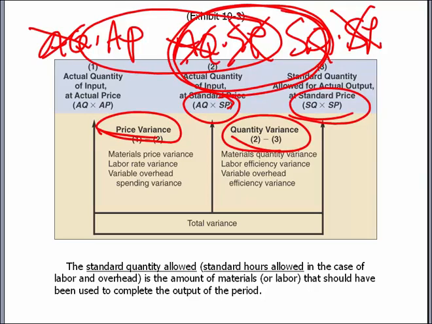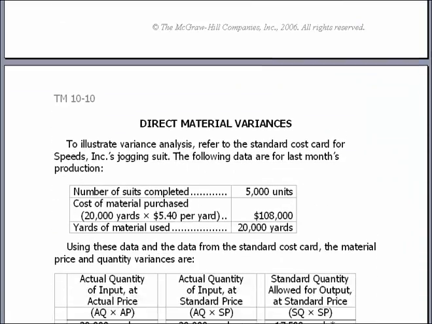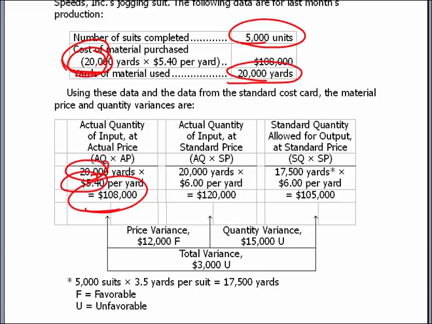So if we go put some numbers to this, and we're going to use this as a scenario, what happens if we made 5,000 suits, that we used 20,000 yards, and we paid $5.40 a yard, and of all the materials that we bought, we put them all into production. So the actual quantity times the actual price tells us how much money we spent for materials, for our direct materials.